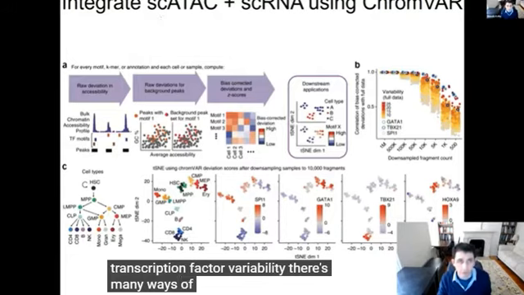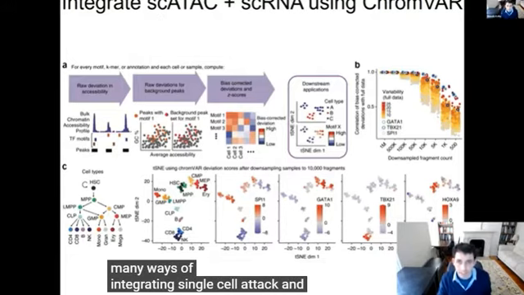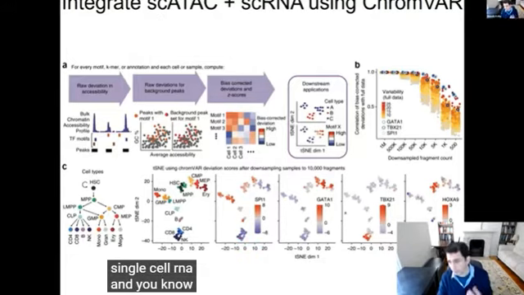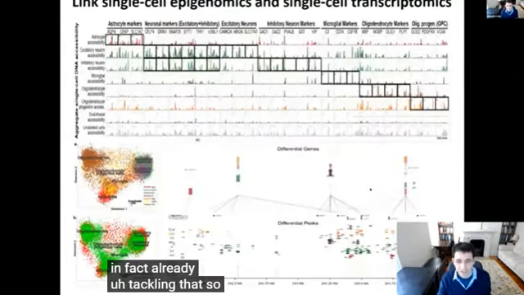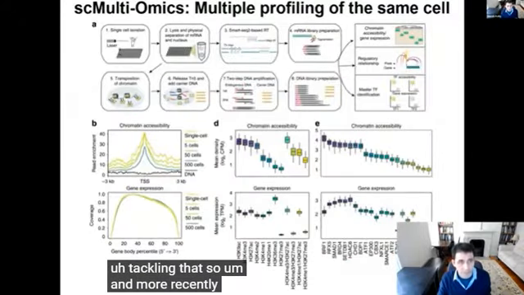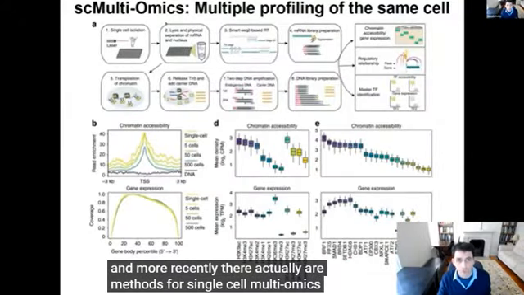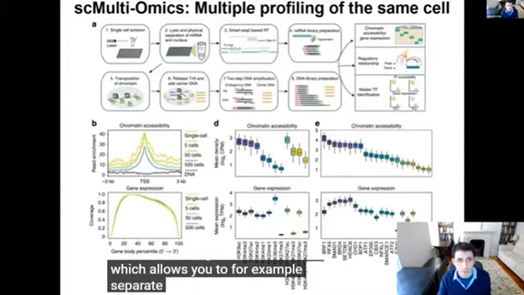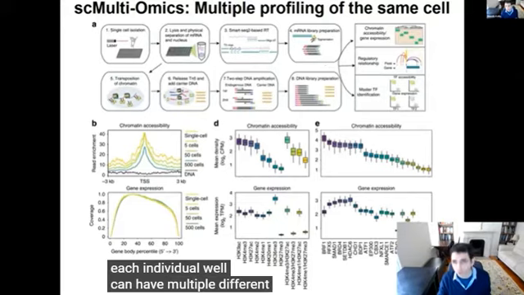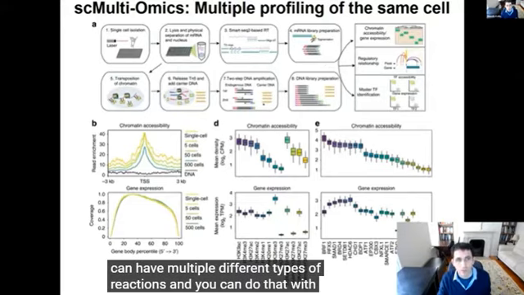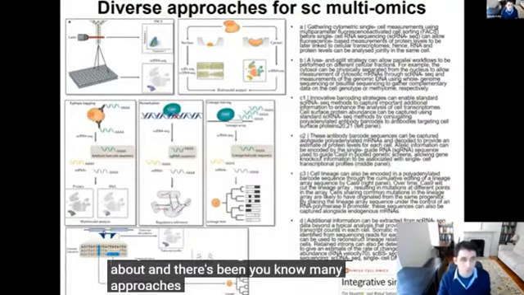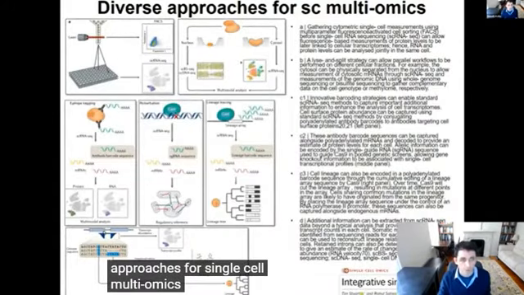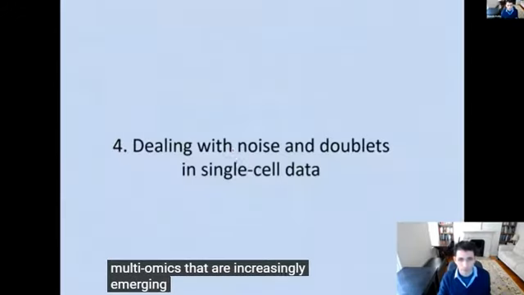And there's many ways of integrating single cell ATAC and single cell RNA. And some of your projects are in fact already tackling that. And more recently, there actually are methods for single cell multi-omics, which allows you to, for example, separate each individual cell, and then each individual well can have multiple different types of reactions. And you can do that with many of the technologies that we talked about. And there's been many approaches for single cell multi-omics that are increasingly emerging.